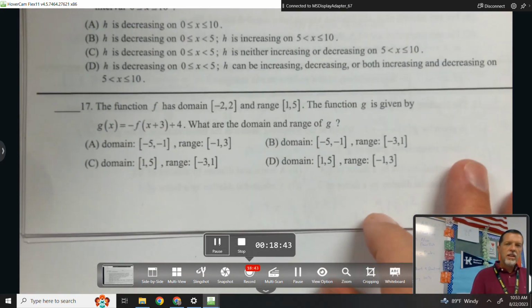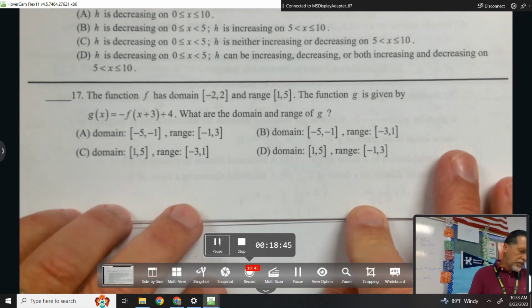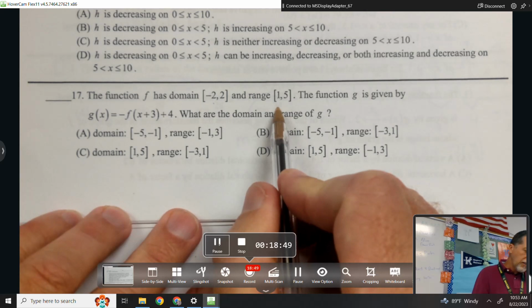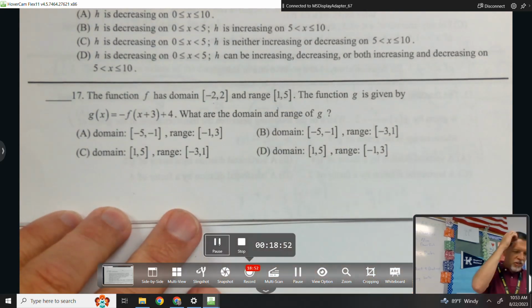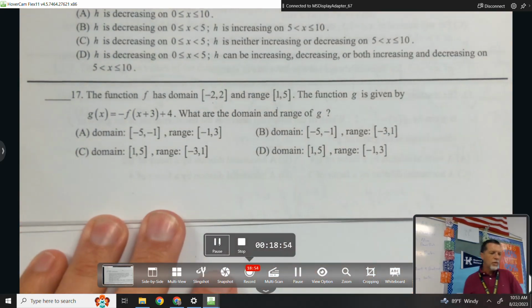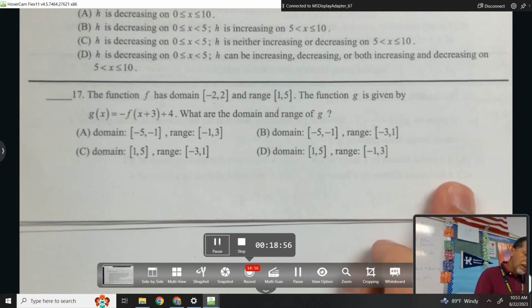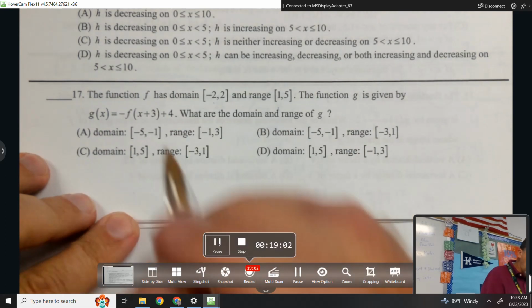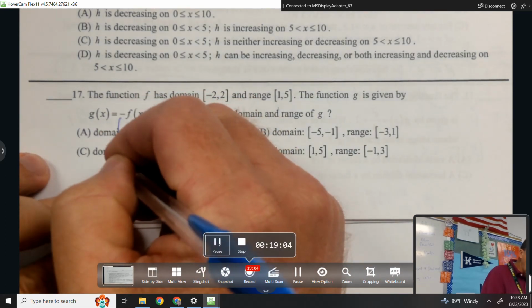Number 17. The function f has a domain of -2 to 2, and a range of 1 to 5. The function g is given by, oh boy, this is going to be interesting, -f of x plus 3, plus 4. Okay, so let's not worry about domain and range yet. Let's talk about what each of these things does.